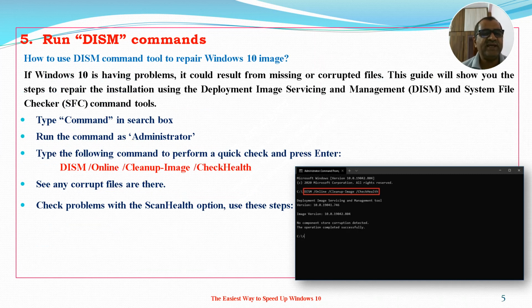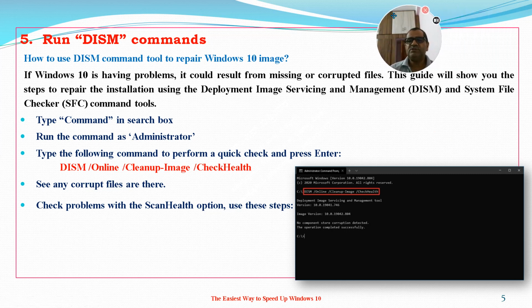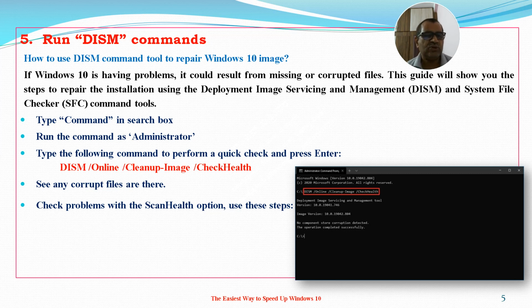You need to run DISM commands, especially the DISM tool, to repair the Windows 10 image. If Windows 10 is having problems, it could result from missing or corrupted files. This guide will show you the steps to repair the installation using Deployment Image Servicing and Management, DISM, and the System File Checker, SFC, command tools. So in the search box, type command or CMD is also okay. Run Command Prompt as administrator, then type the following command to perform a quick check and press Enter.